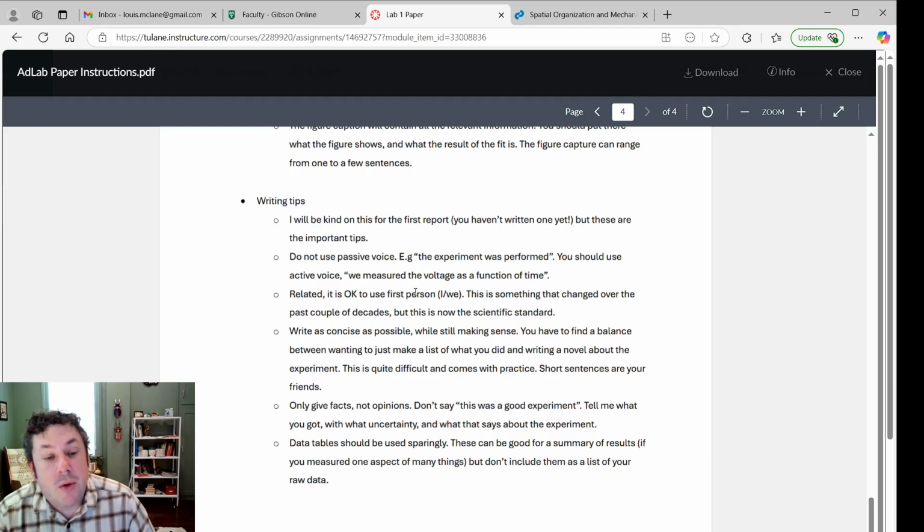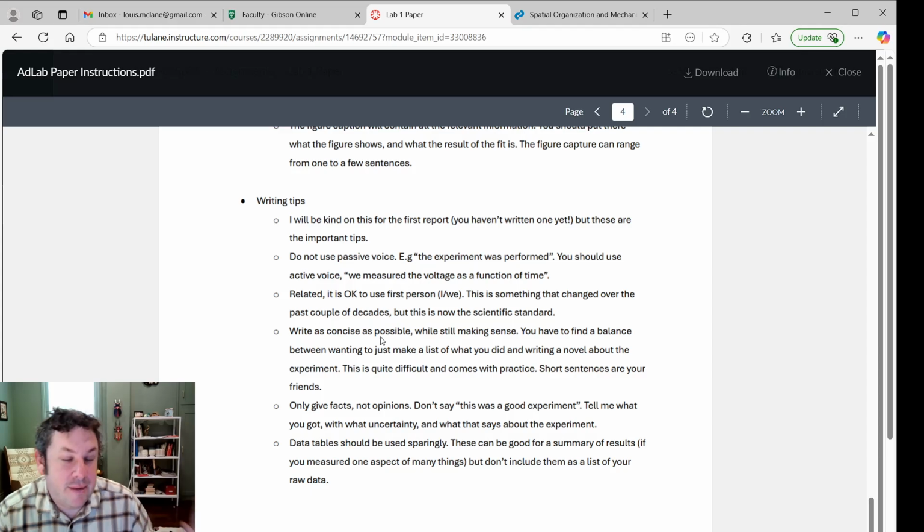And related, it's actually okay to use the first person. Some people are taught that you can't use the first person, I or we, but you actually can in scientific papers. Most everyone worked in a group, so you would say we. That helps get rid of the passive voice. And it's totally fine.